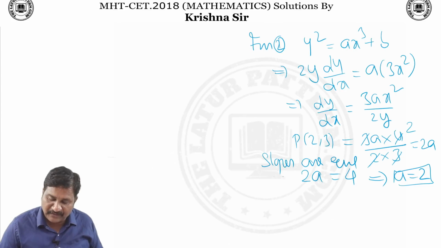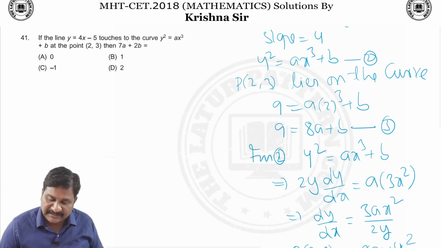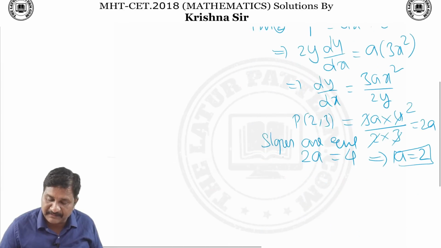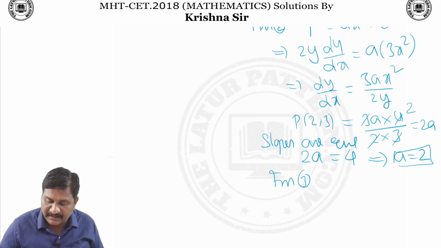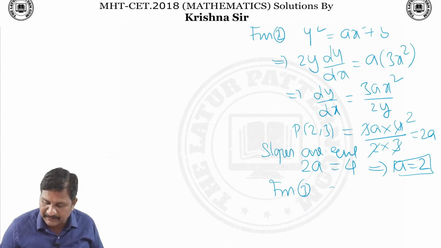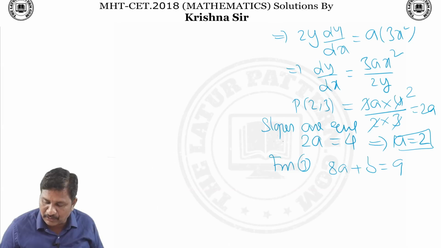Now we want to find out b value, that is from the equation 3. From 3, 8a plus b is equal to 9, where a is equal to 2, 16 plus b is equal to 9, b is equal to minus 7.